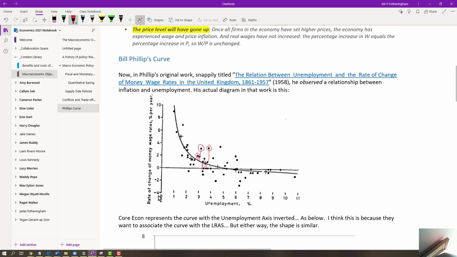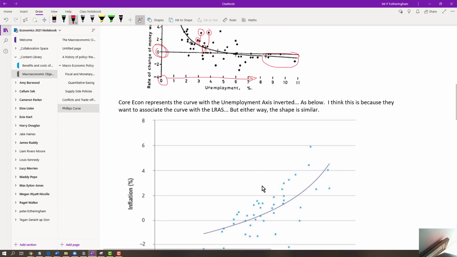Unemployment starts at 0 on this axis, and then it runs higher and higher along there. And here we have a 0% rate of change of money wage rates per year. Now, note how the curve here falls below 0%. That's trying to say that wages are deflating during that period of time. So in this area, we're getting deflating wages, when wages are falling.